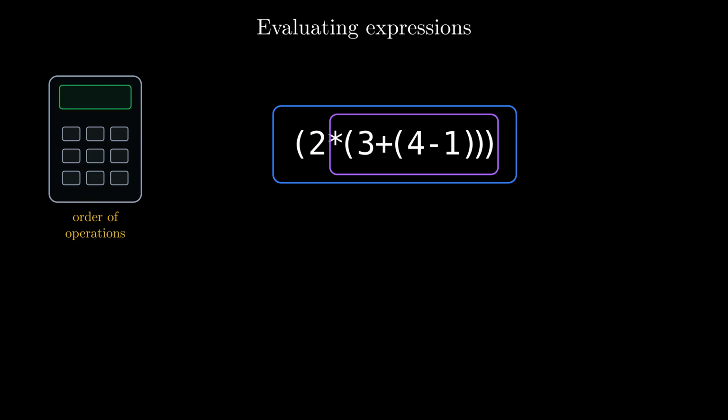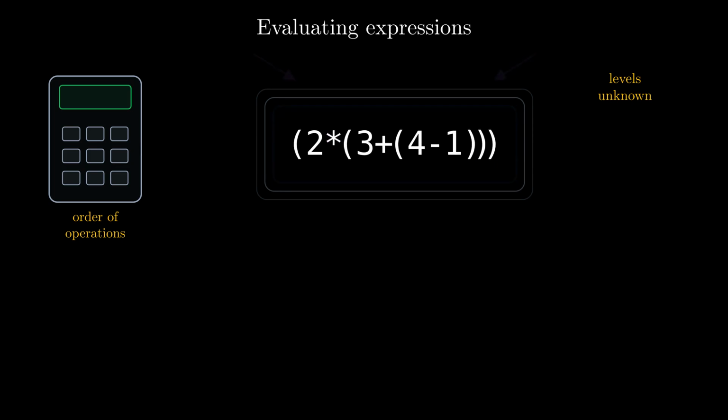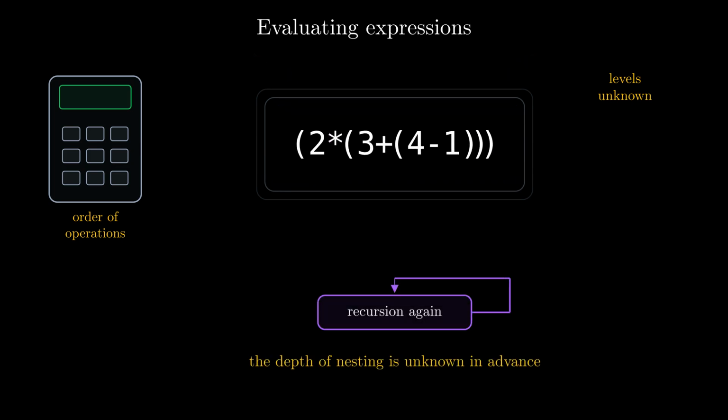Evaluating expressions has the same shape. Building a calculator means respecting order of operations, and an expression can nest parentheses inside parentheses inside parentheses. You cannot know how many levels there are until you look. Yet the innermost base expression must be evaluated first. Work inward call by call, hit that base expression, and pass results back out. Recursion again, because the depth of nesting is unknown in advance.